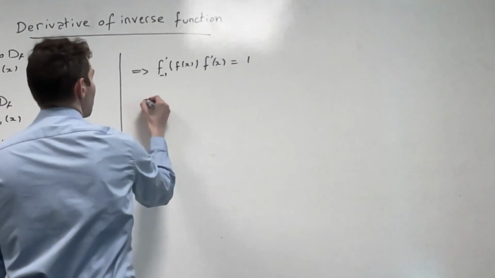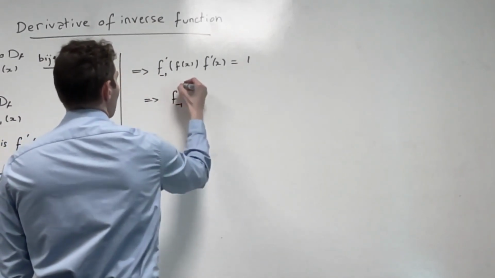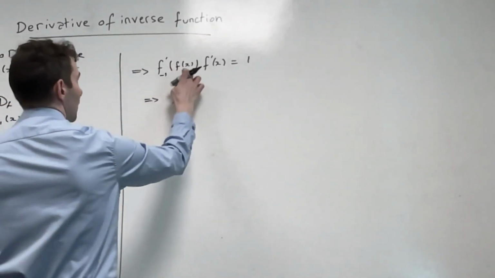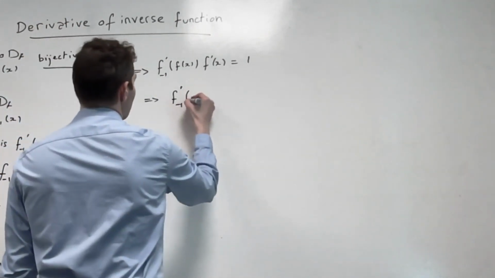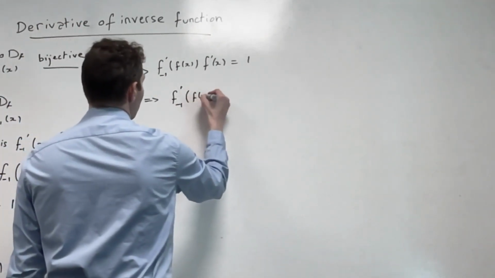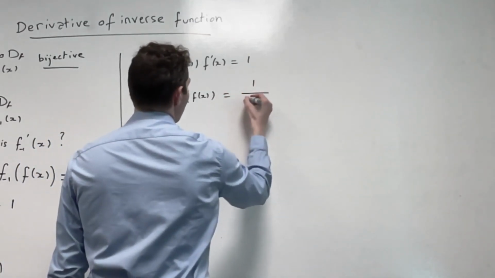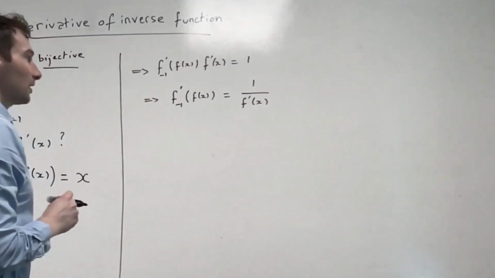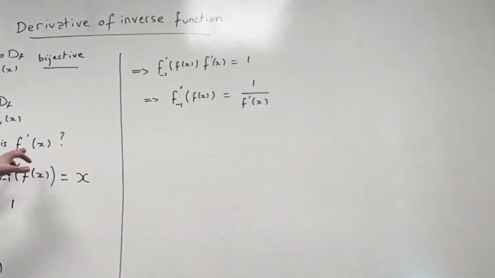And it follows, therefore, that f minus 1 prime, and then I'm simply going to call f of x, well, let's continue actually, let's put f of x here, and then this is going to be 1 divided by f prime of x. Okay, now the thing is that I want to know what is f minus 1 prime of x.